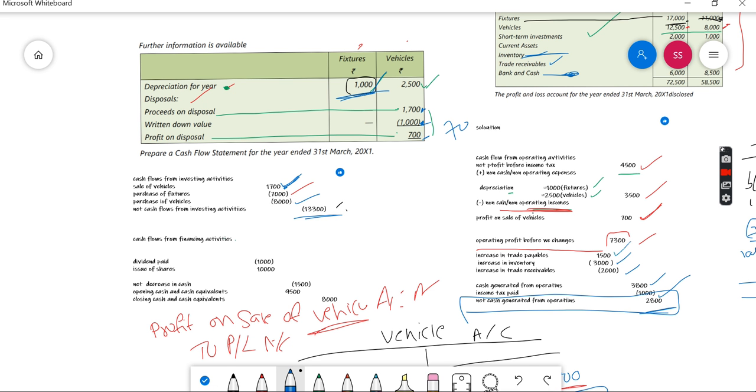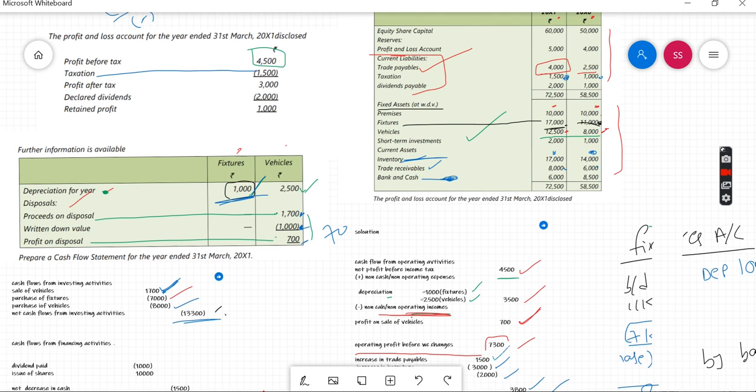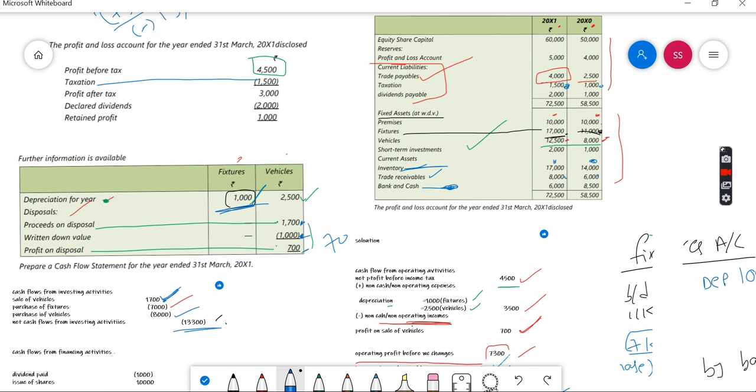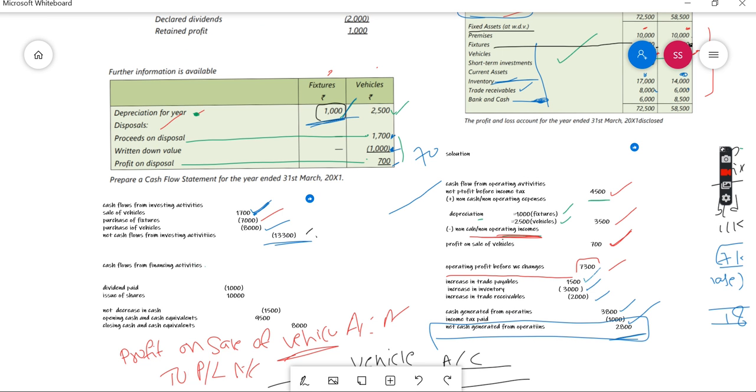And then cash flow from financing activities. Next, cash flow from financing activities. So here there is a dividend payable, and then equity share capital. Opening was 50,000 and then closing was 60,000. That means the remaining 10,000 we have freshly issued as shares, right? So issue of shares is 10,000, which is the financing cash inflow, and then dividend paid.